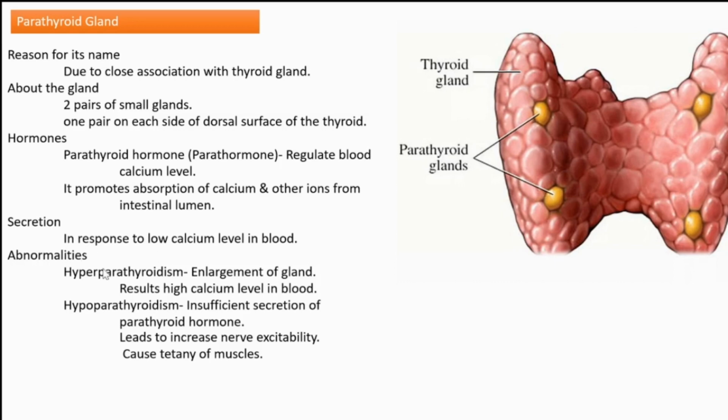And abnormal conditions. Hyper means increase. Hyperparathyroidism is the enlargement of that gland, and its overaction results in high calcium level in blood. Hypo means low action. Insufficient secretion of parathyroid hormone increases nerve excitability. Nerves get excited uncontrollably without a regular pattern. That may result in tetany of muscles.